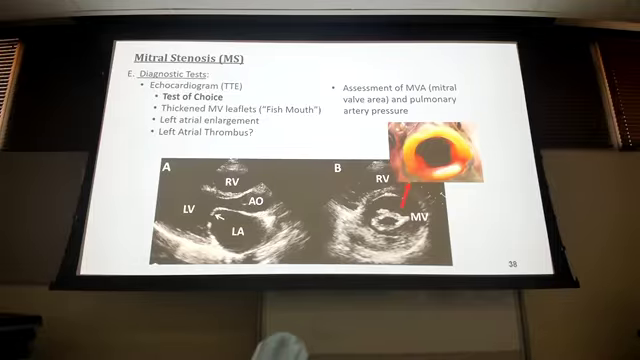Your echo is going to be your test of choice. And one of the unique things that you're going to find on your echo is this fish mouth deformity, because as part of this condition, this calcification, this inflammatory response, this enlargement, this chronic change, all that stuff, is going to thicken the mitral valve. And you can see in the picture of the cross-sectional area of the heart on the echo, it kind of looks like a fish's mouth, right? So that's why you get that fish mouth appearance to the mitral valve on echo. Okay.